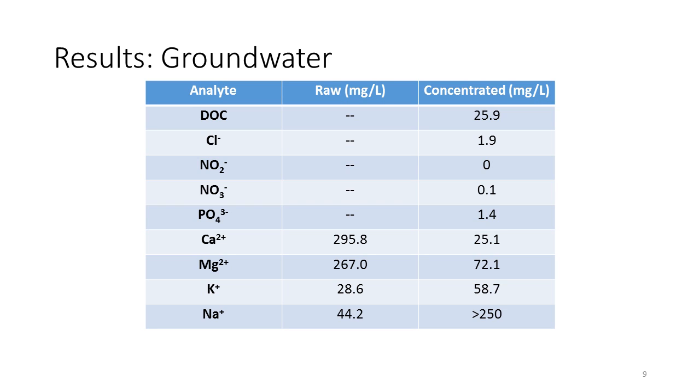It still concentrated it really well. This value right here is going to be a little bit lower, mainly for two reasons. The first being that there's going to be less natural organic matter in groundwater naturally, but also I believe this run we were only able to concentrate to about 100 liters.